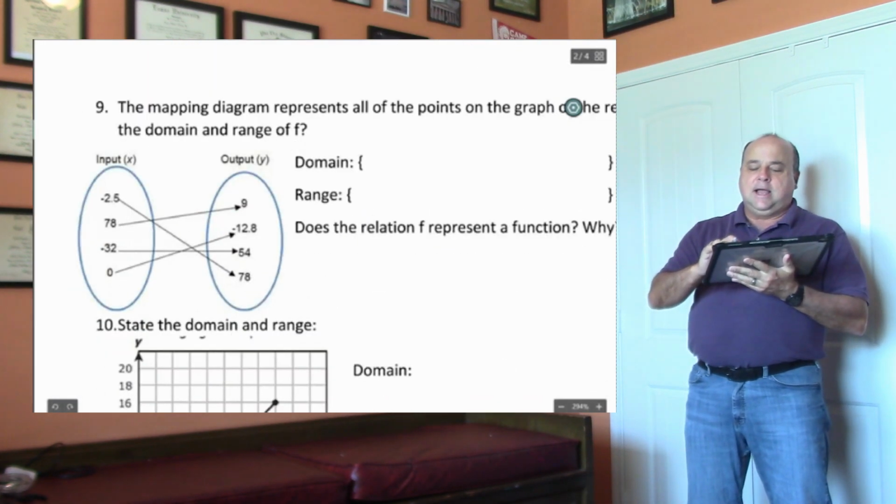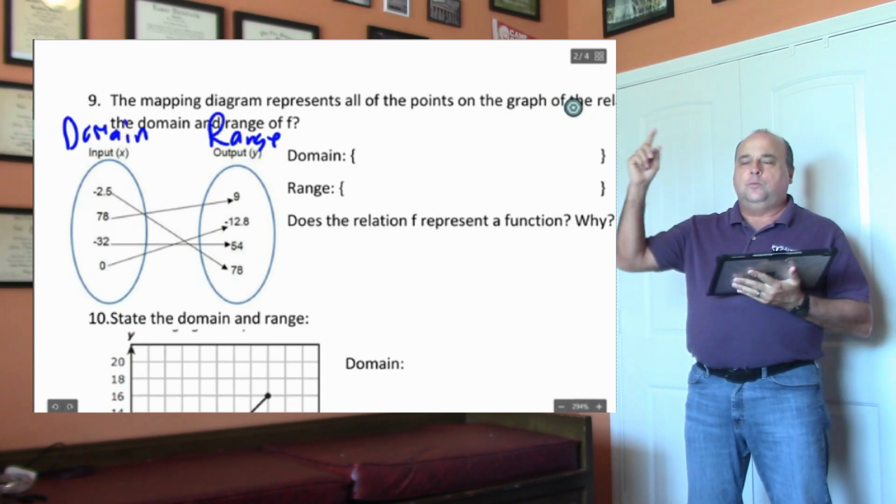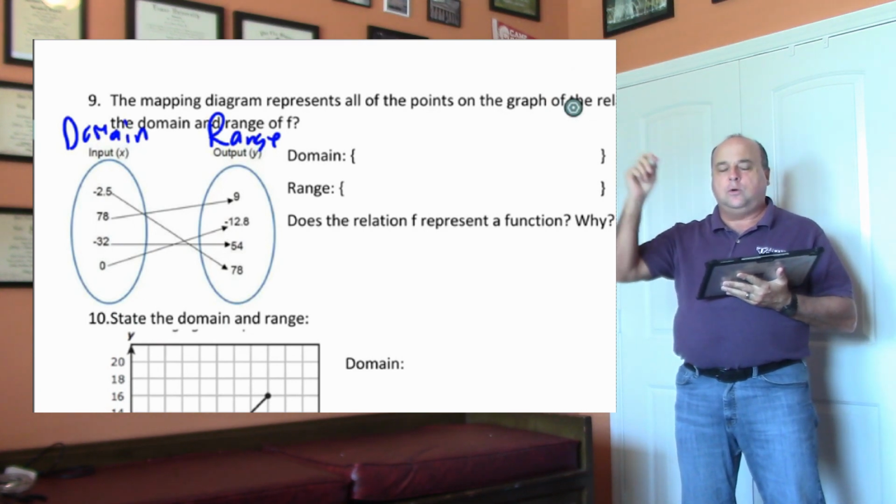Okay, number 9. Your input is your domain. Please don't miss on the test. Your output is your range. You put them in order from least to greatest and you don't repeat them.